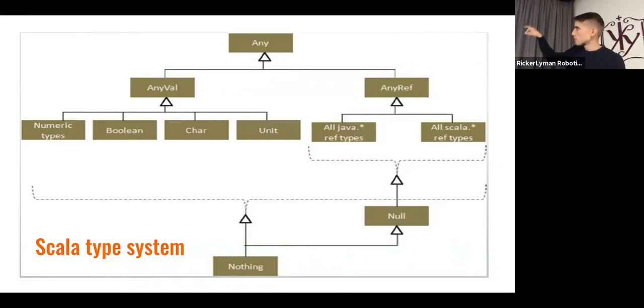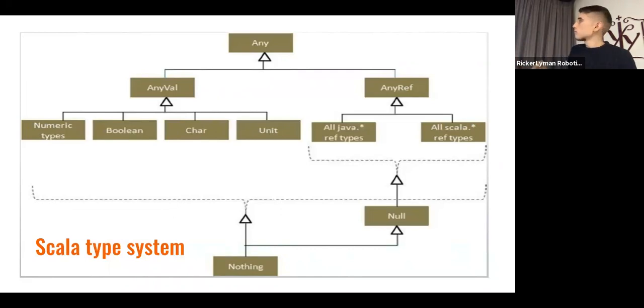And there is AnyRef. This is for reference types. For instance, all Java reference types and all Scala reference types go under this interface. And the classes that you define basically implicitly extend this AnyRef.